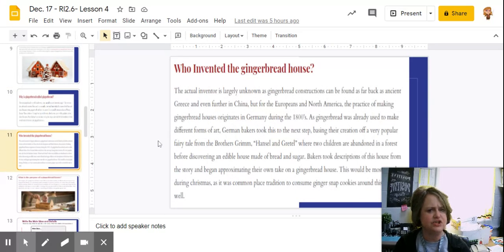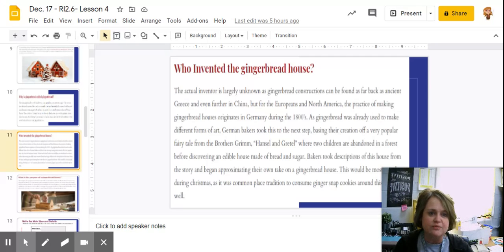Who invented the gingerbread house? The actual inventor is largely unknown, as gingerbread constructions can be found as far back as ancient Greece and even further back in China. But for the Europeans and us in North America, the practice of making gingerbread houses originates in Germany during the 1800s. So we're in the 2000s, then the 1900s, then the 1800s were first. So during the 1800s.